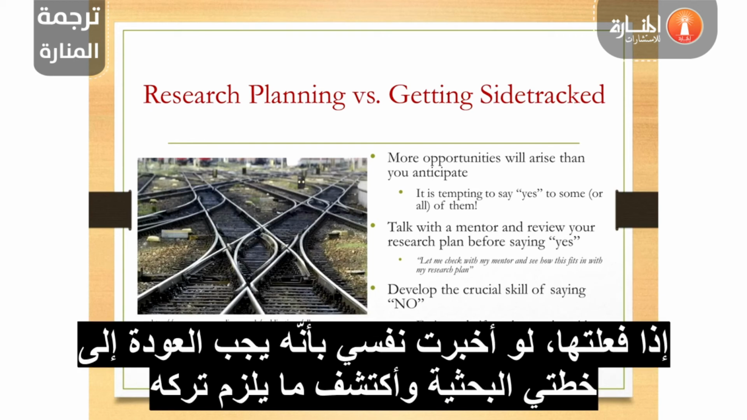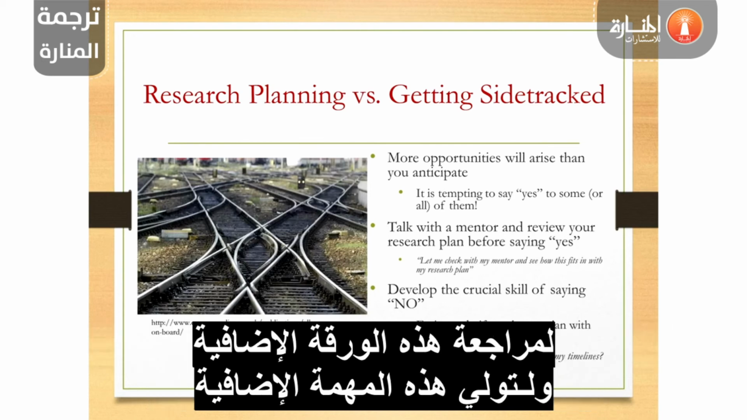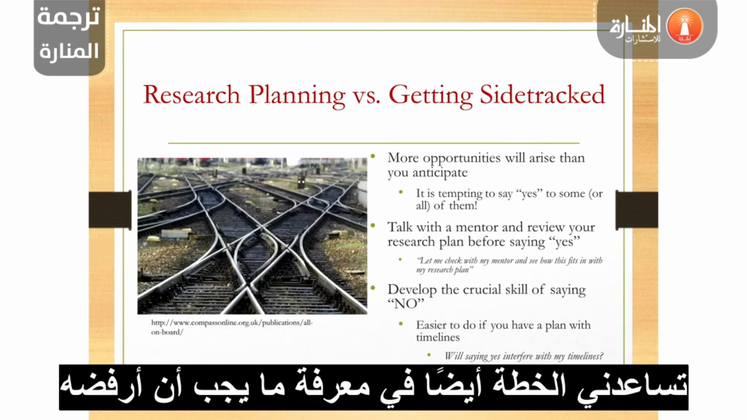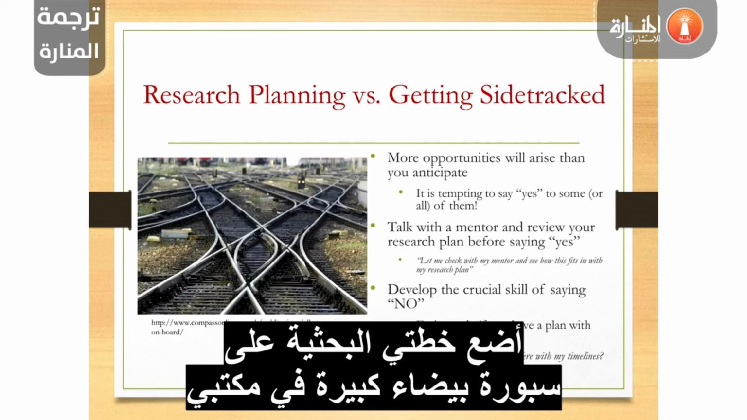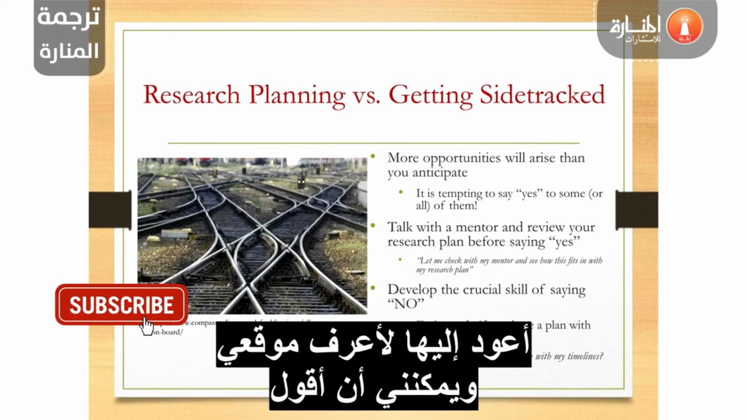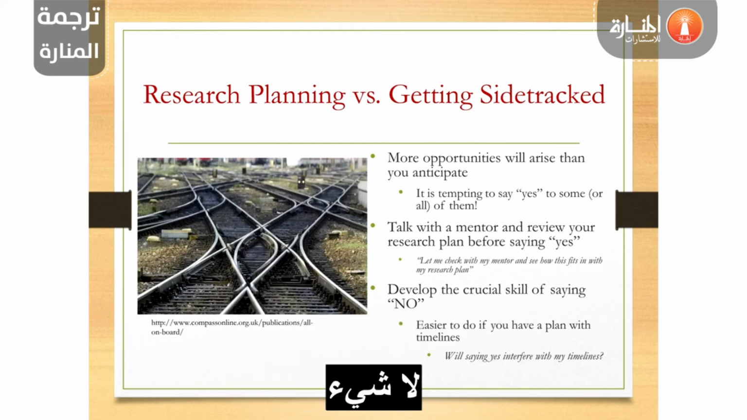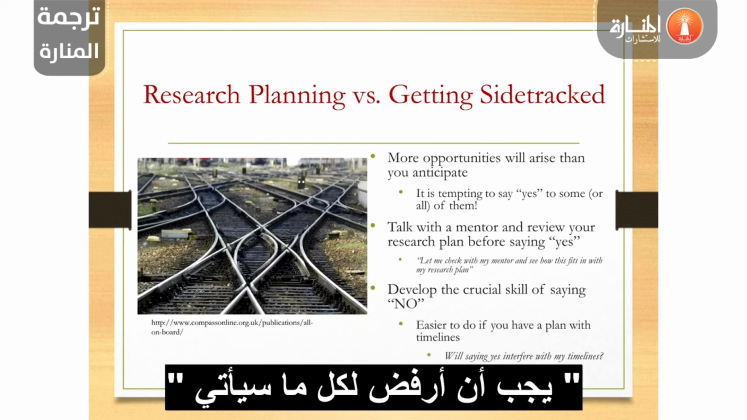If I do it, I have to go back to my research plan and figure out what I'm going to kick off in order to review this extra paper, in order to take on this extra task. So the plan also helps me to know exactly what to say no to, and to be very direct and have a very strong visual. I actually have my research plan up on a giant whiteboard in my office, so that I can always go back to that and see where I am. And I say to myself, okay, what am I going to kick off of here? Nothing. Okay, I have to say no to whatever it is that comes up.